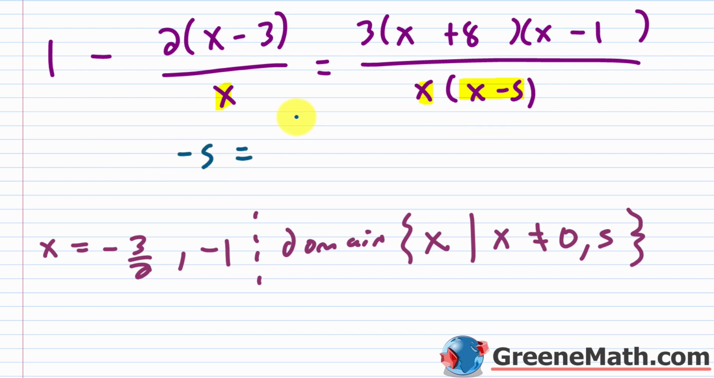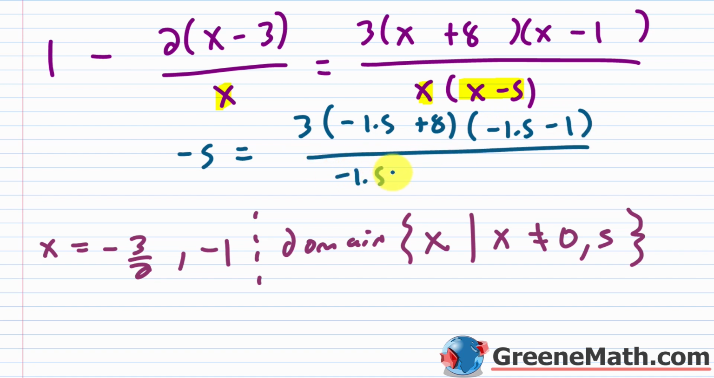Over here, you're going to have 3 times, let me just plug this in. So negative 1.5 plus 8. And then over here, negative 1.5 minus 1. And then over here, negative 1.5 times the quantity negative 1.5 minus 5. Okay, so negative 1.5 plus 8, that's going to be 6.5. So this is 6.5. Negative 1.5 minus 1, that's negative 2.5. So this is negative 2.5.